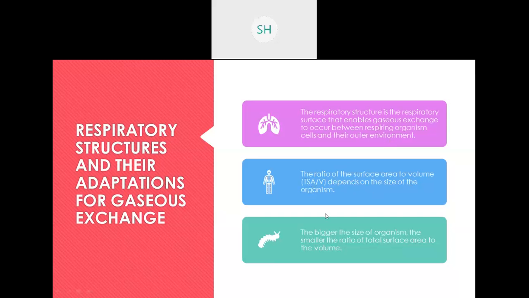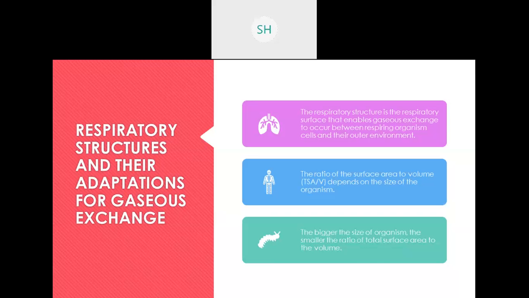And the second one, the ratio of the surface area to the volume depends on the size of the organism. So the bigger the size of the organism, the smaller the ratio of total surface area to the volume. This means that for a large and more complex organism, the volume of the body that requires oxygen will increase more than its total surface area. So this explains why large and complex organisms cannot maintain the gases exchange through diffusion through the body surface only.